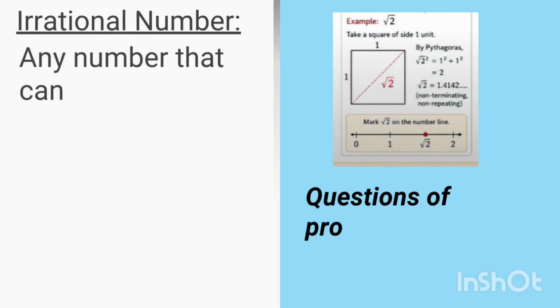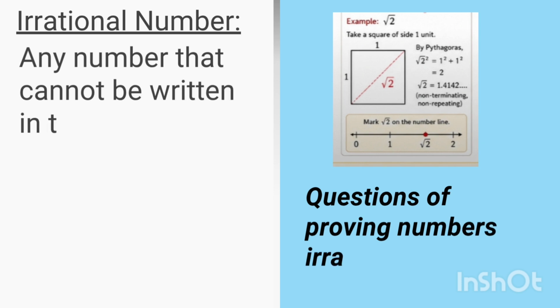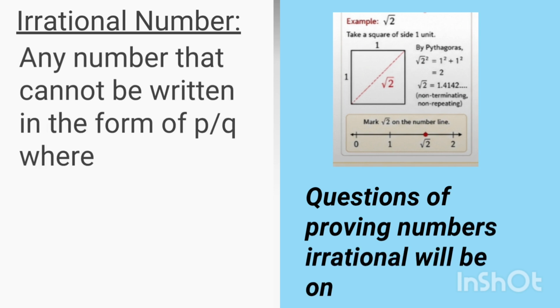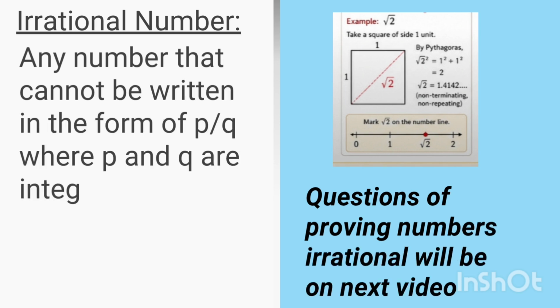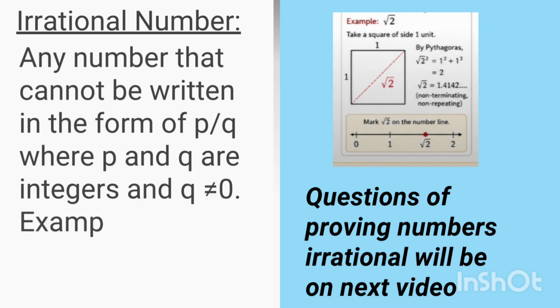Now comes irrational numbers. Irrational numbers are the numbers that cannot be written in the form p by q, where q is not 0. Examples include root 2, root 3. Their decimal expansion never ends and never repeats.